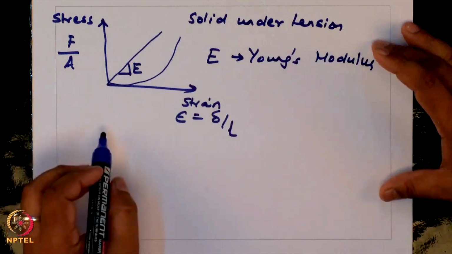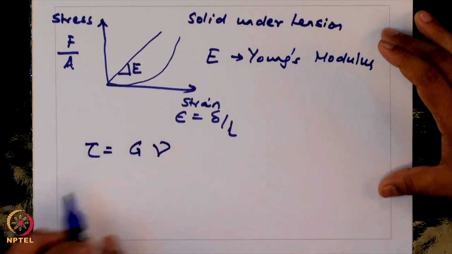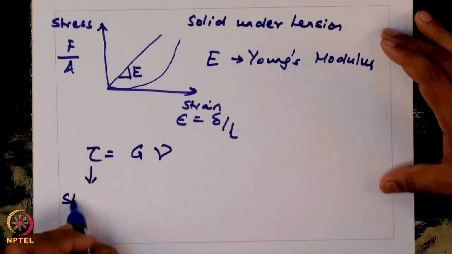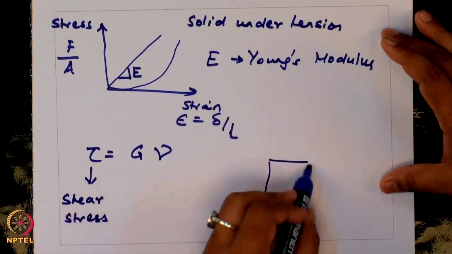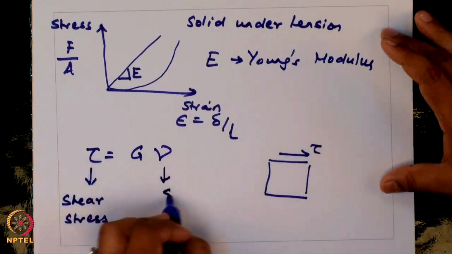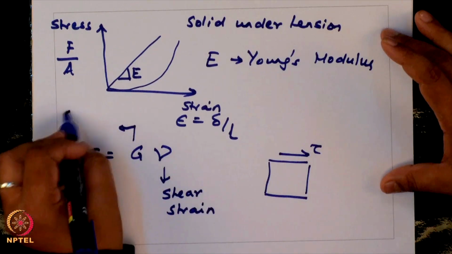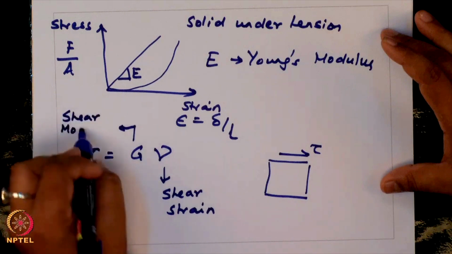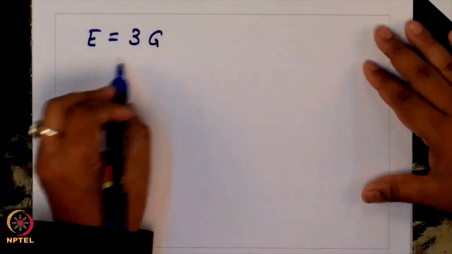I can write a similar equation of tau is equal to G gamma, where tau is the shear stress that we applied. Shear stress is applied in a tangential direction, gamma is the shear strain and G is the shear modulus. In the last class I also told you that for an incompressible material E can be written simply as 3G.